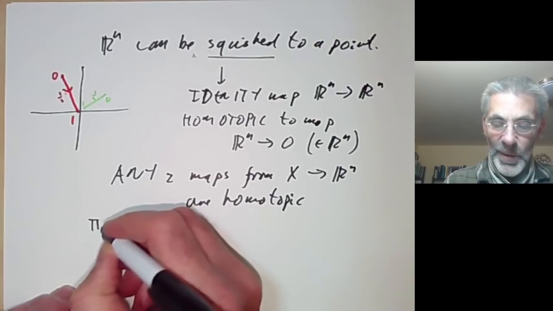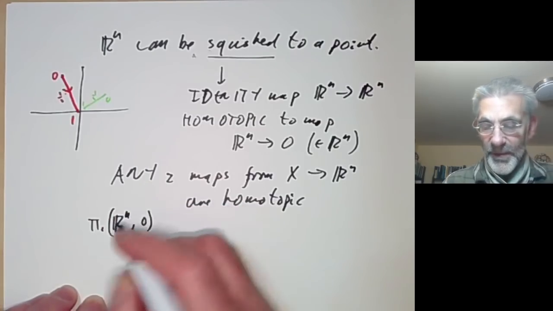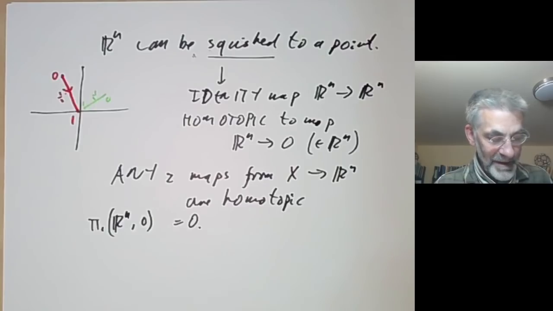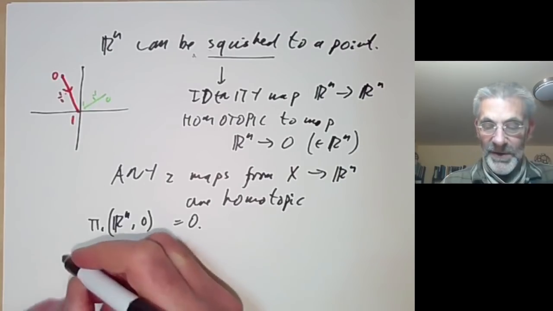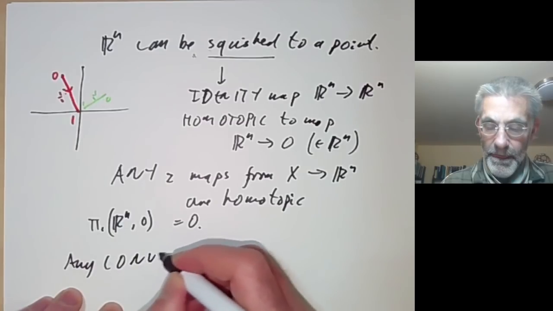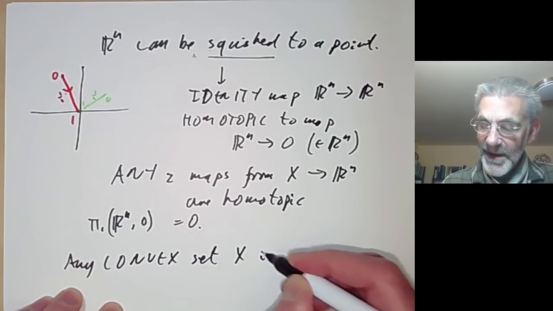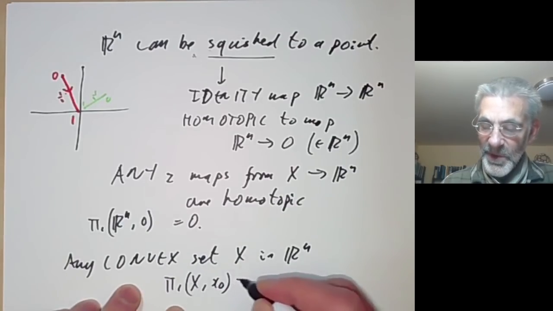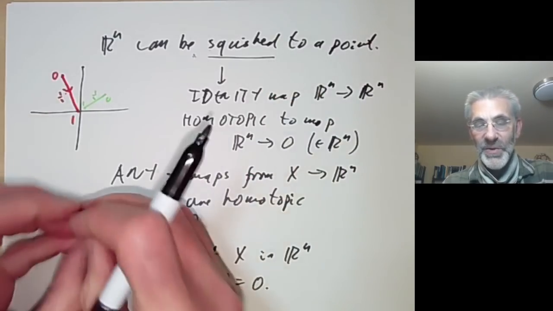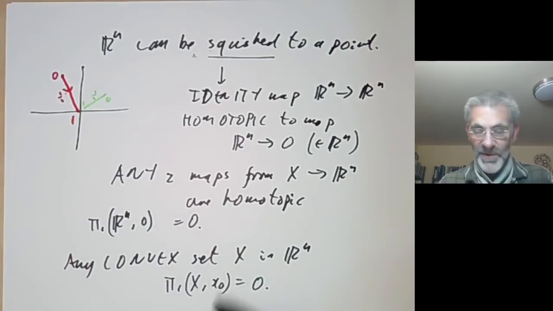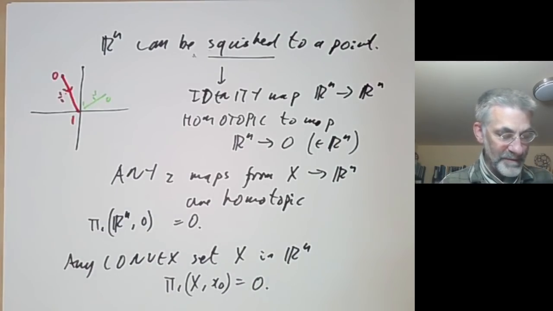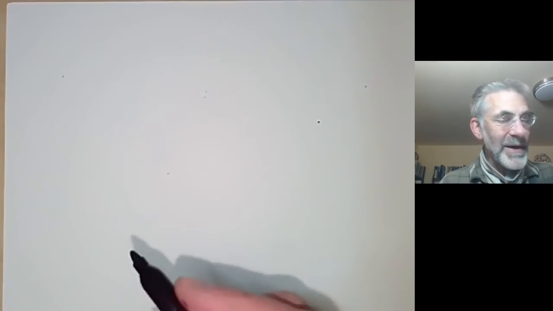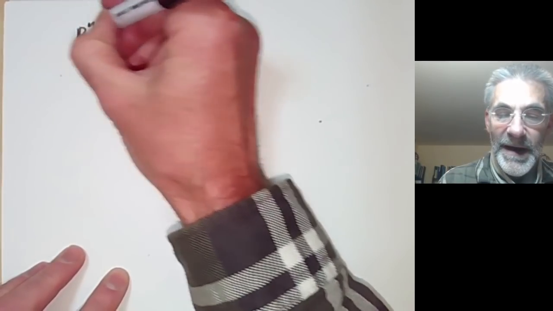In particular, pi1 of R^n with base point 0 is just trivial because any two of these maps are homotopic. Similarly, you can see that any convex set X in R^n has pi1 of X with respect to any base point equal to 0, because if a set is convex, you can again sort of squish it down to any point. And you could do the same for any star-shaped region if you like. The fact that R^n can be squished to a point is another way of saying that R^n is contractible.